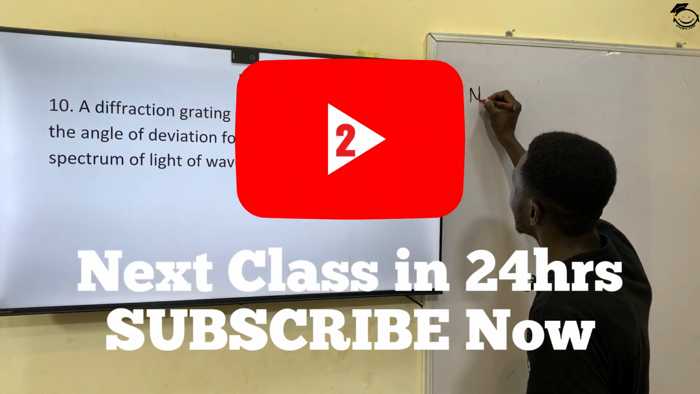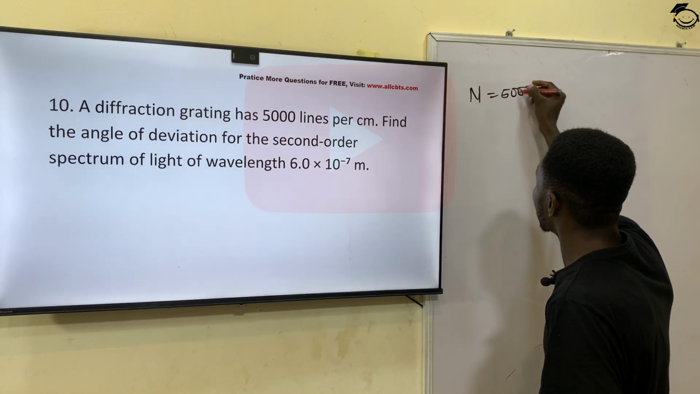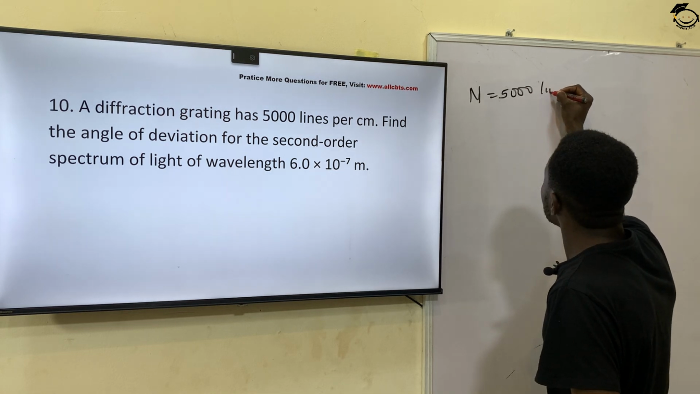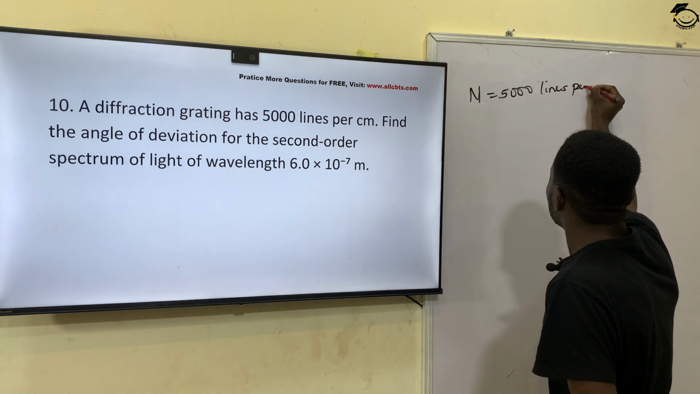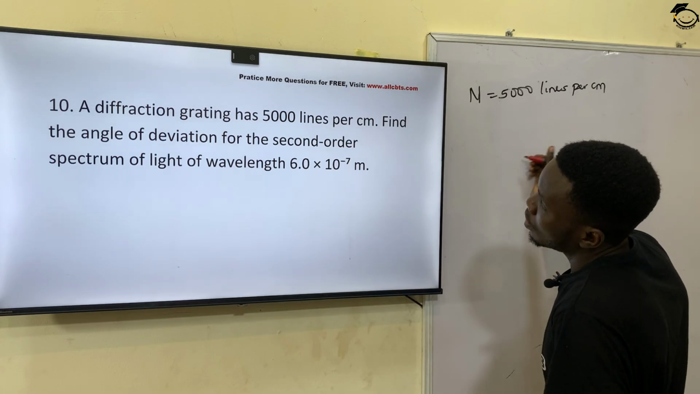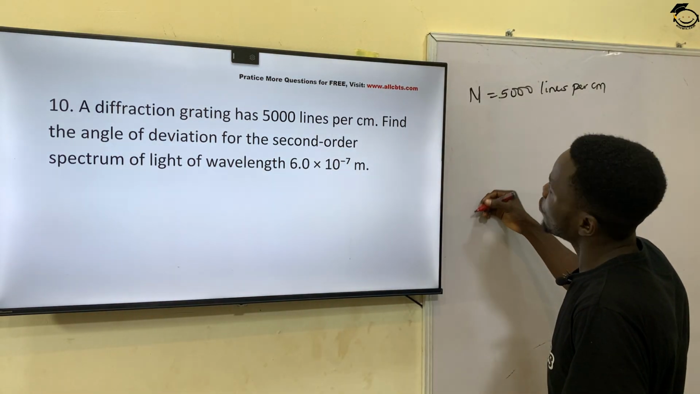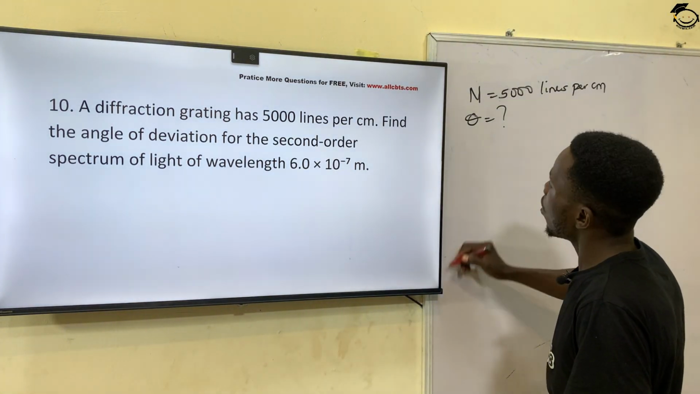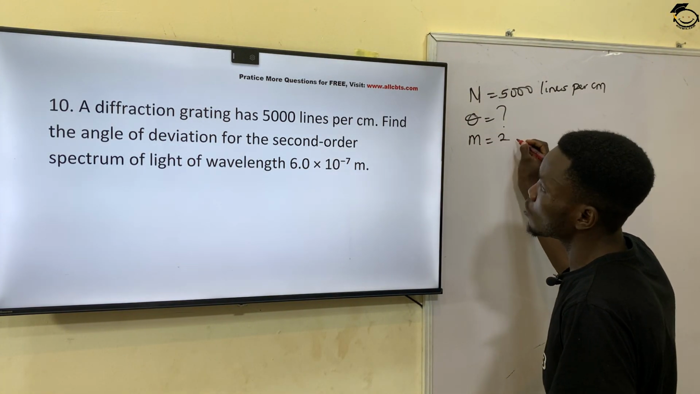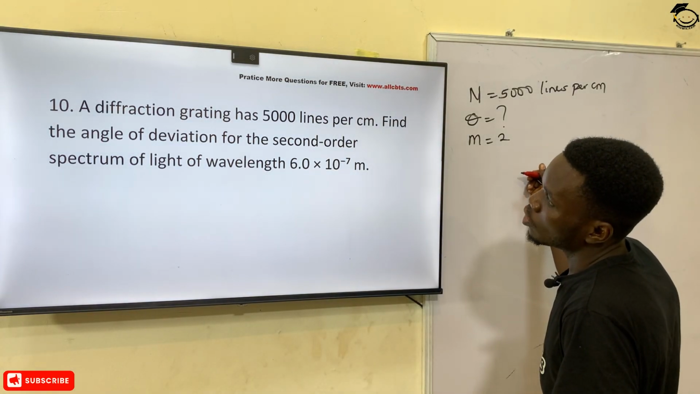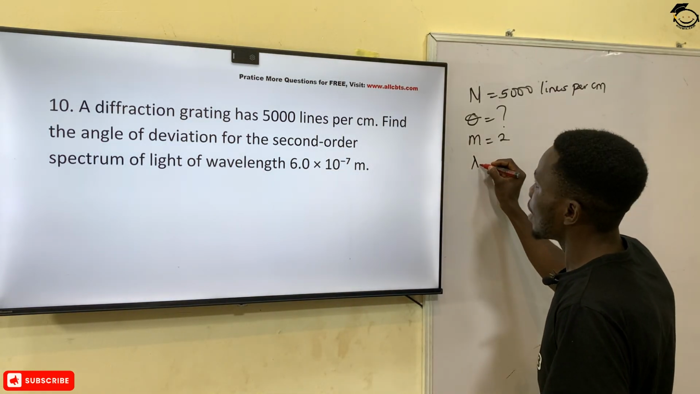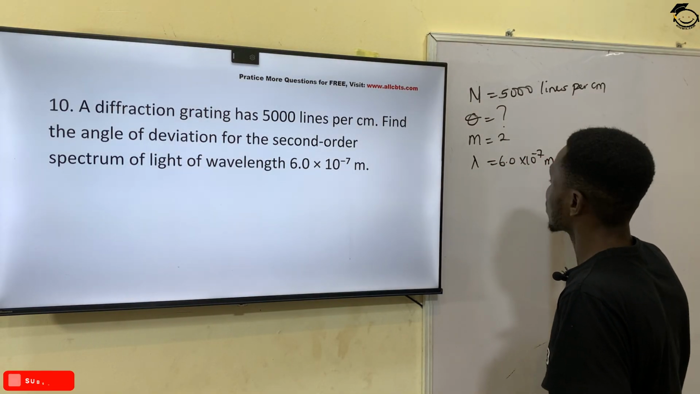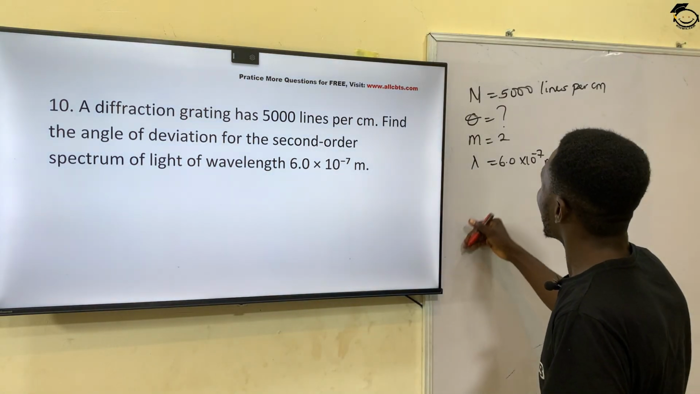Moving on to question number 10, it says a diffraction grating has 5,000 lines per centimeter. So the number of lines was given as 5,000 lines per centimeter. They said find the angle of deviation. So we are looking for theta, which we do not know, for the second order, so my m was given as 2. Spectrum of light of wavelength lambda as 6.0 times 10 raised to the power minus 7 meters.